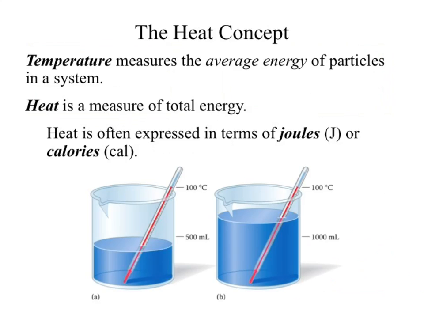So if we took these 2 beakers, one of them had 500 milliliters of water and 1,000 milliliters of water. The one that's going to cause more damage is going to be the one with 1,000 milliliters, because even though it has the same temperature, there's more of it to translate that temperature across. Okay? That more energy is your heat value. So heat takes into consideration the mass of the substance as well as the temperature. Temperature doesn't care about how much it is, it just cares what the actual average value is. Okay? So they're related to each other, but not the same.